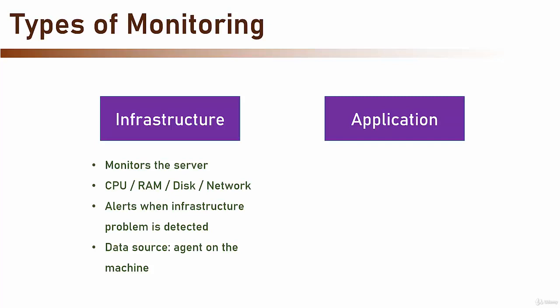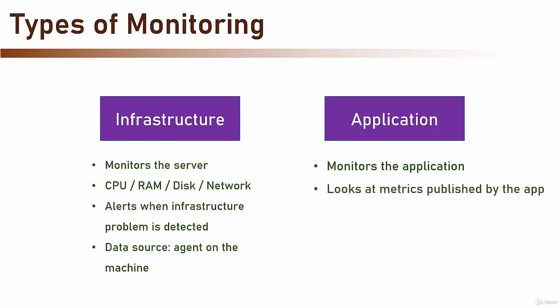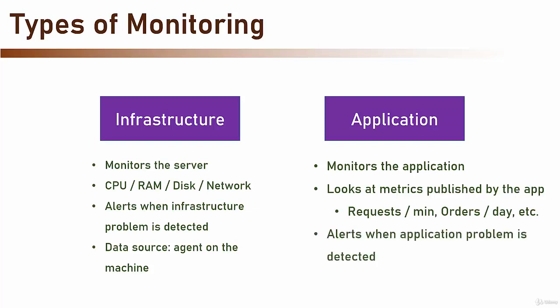The other type of monitoring is application monitoring. Here, we monitor the application itself, not the infrastructure behind it. Application monitoring looks at metrics that are published by the app, such as requests per minute, orders per day, etc. With application monitoring, we can set alerts to trigger when a problem is detected in the application itself, such as a bug in the code or a slowdown in response time.